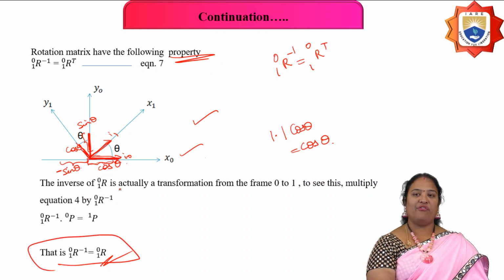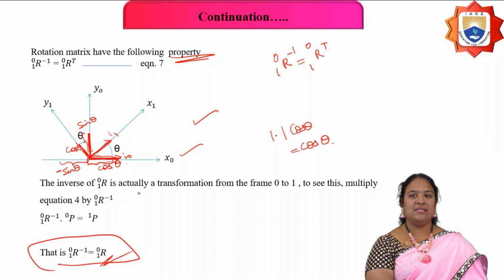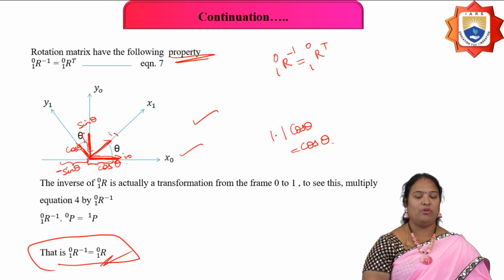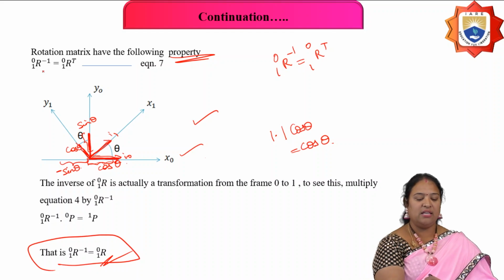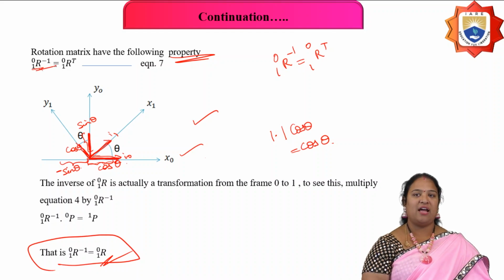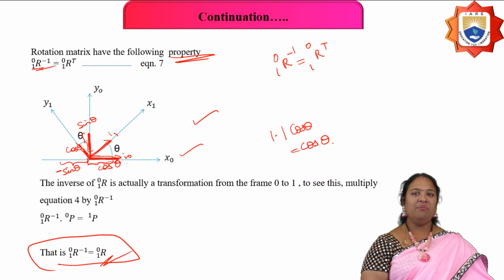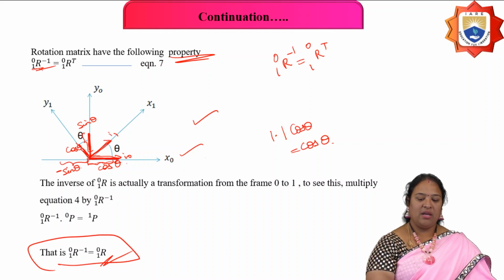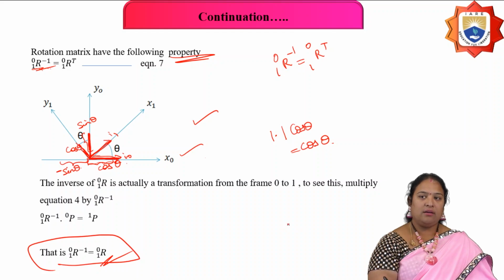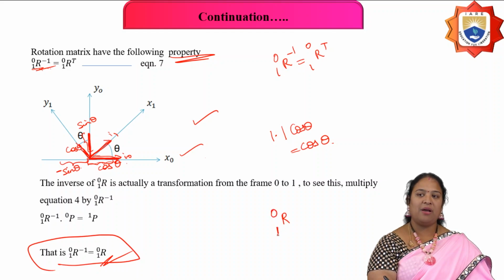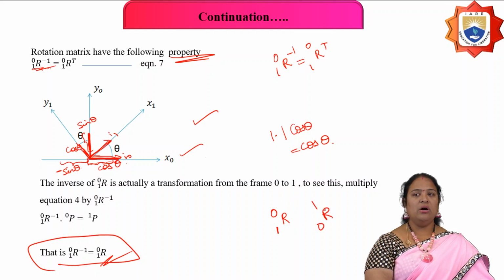The inverse of the rotational matrix is actually a transformation from frame 0 to 1, as I've told you. That is, the inverse of the matrix is the transformation of the frame from 0 to 1. Here, initially we have the rotational matrix from 1 to 0, so the inverse will be nothing but 0 to 1.